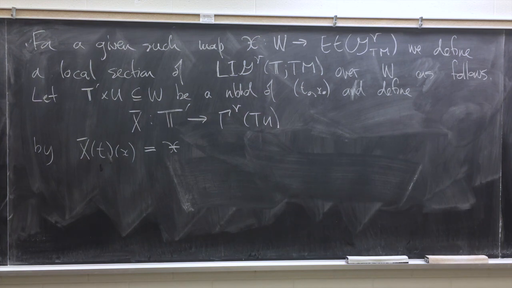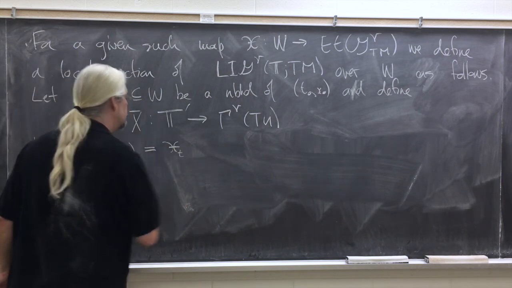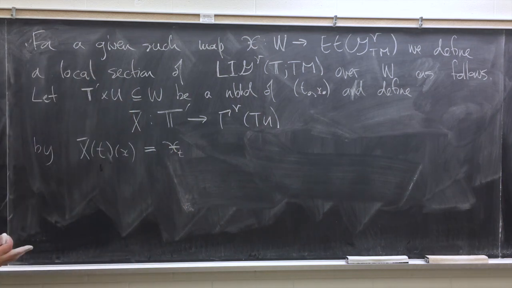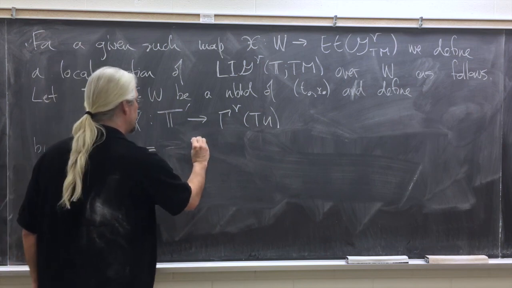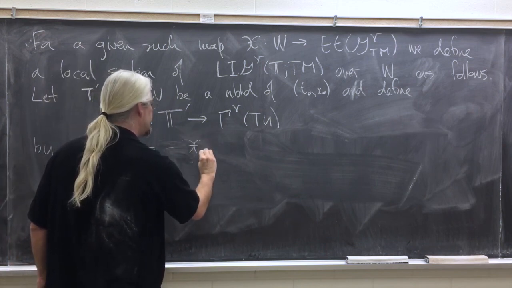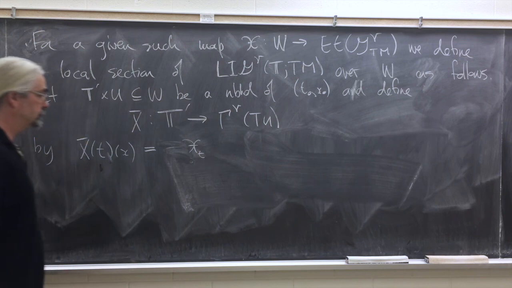So I can fix a T. If I fix a T, then at that fixed T I get a local section of the etale space. So I go X sub T. This will be a section of the etale space, so it'll be a collection of germs. So I need to go X, T.